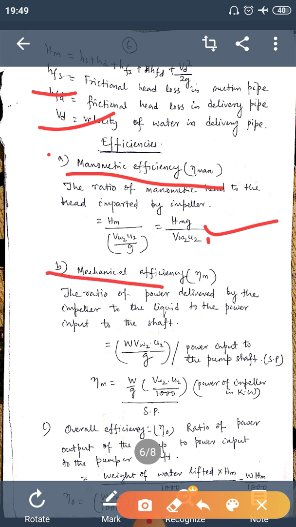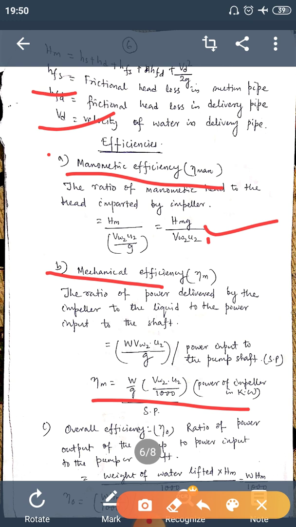Next is the mechanical efficiency, eta m. It is the ratio of power delivered by the impeller to the liquid to the power input to the shaft, that is equal to (W Vw2 U2 by g) divided by power input to the shaft, or SP. And when the power is in kilowatts, the efficiency becomes (W by g into Vw2 into U2) divided by 1000, divided by SP.